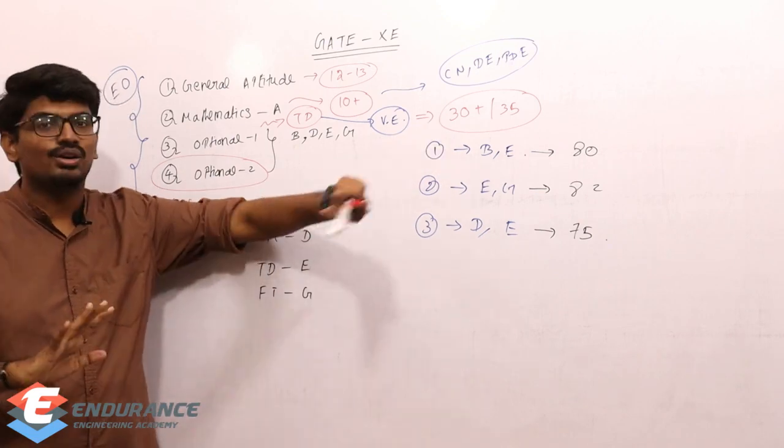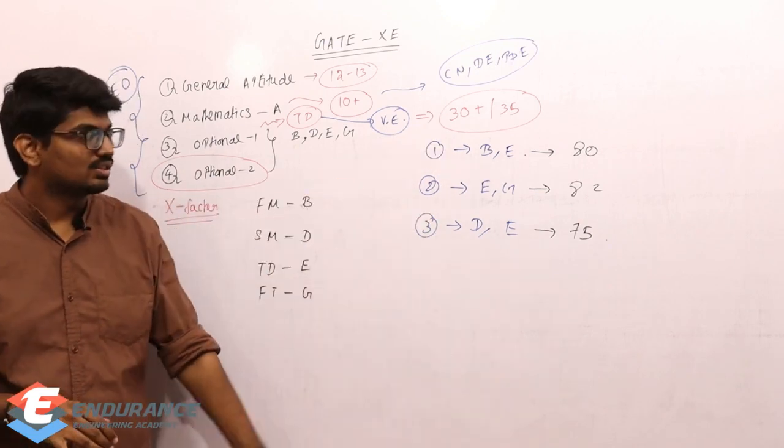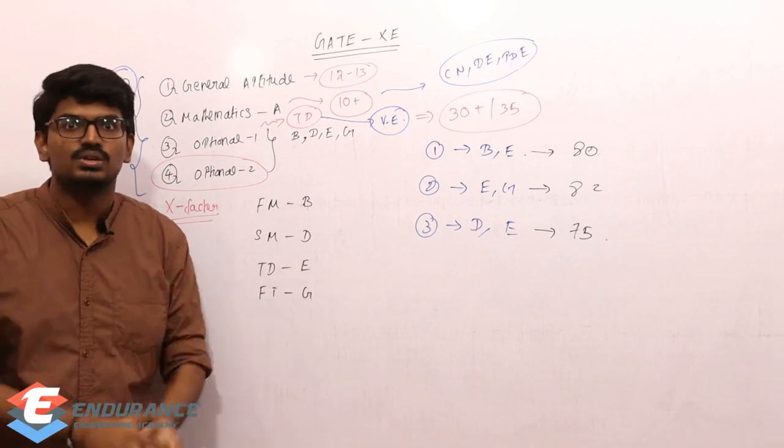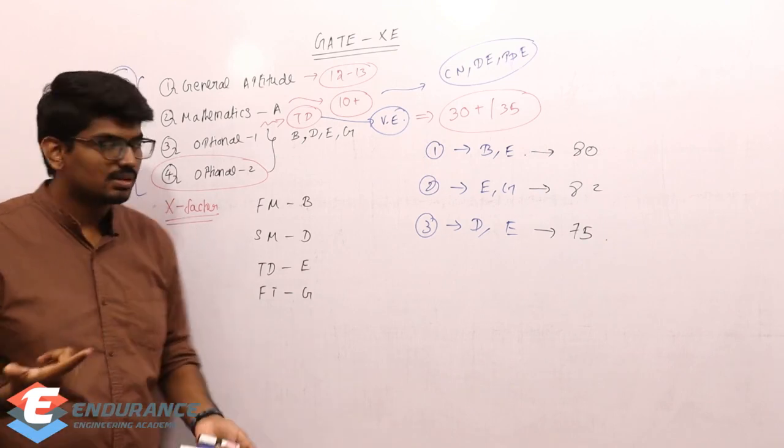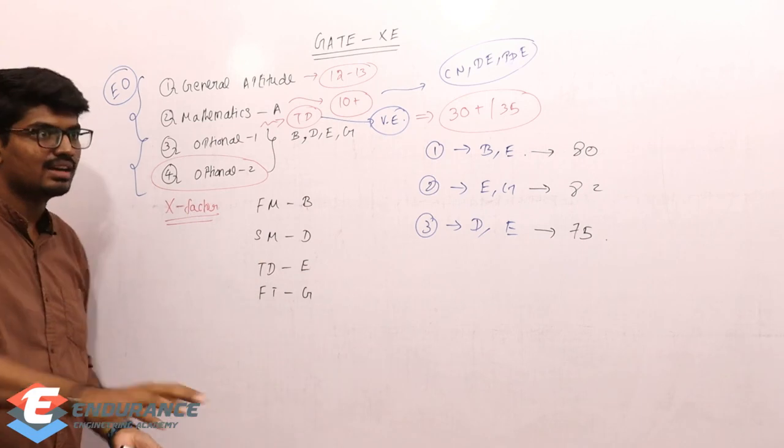But wait for a moment. That is something which is common, right? That's not the X factor. If you are getting 30 plus, of course you will get a good rank. But the top 10 will be decided only by this optional 2. I can guarantee that.